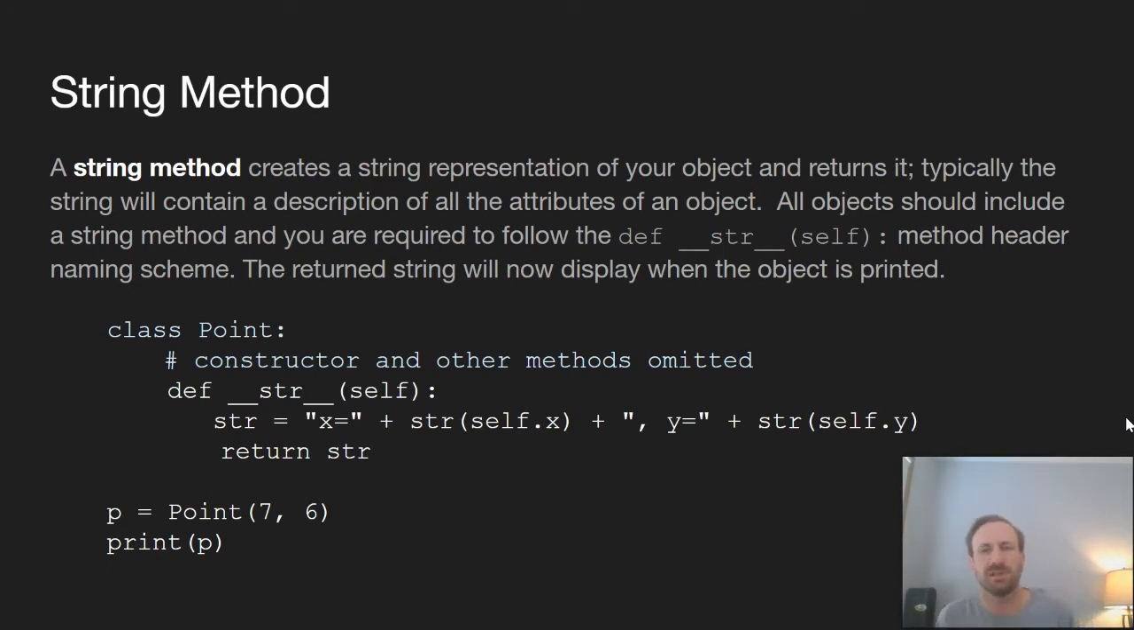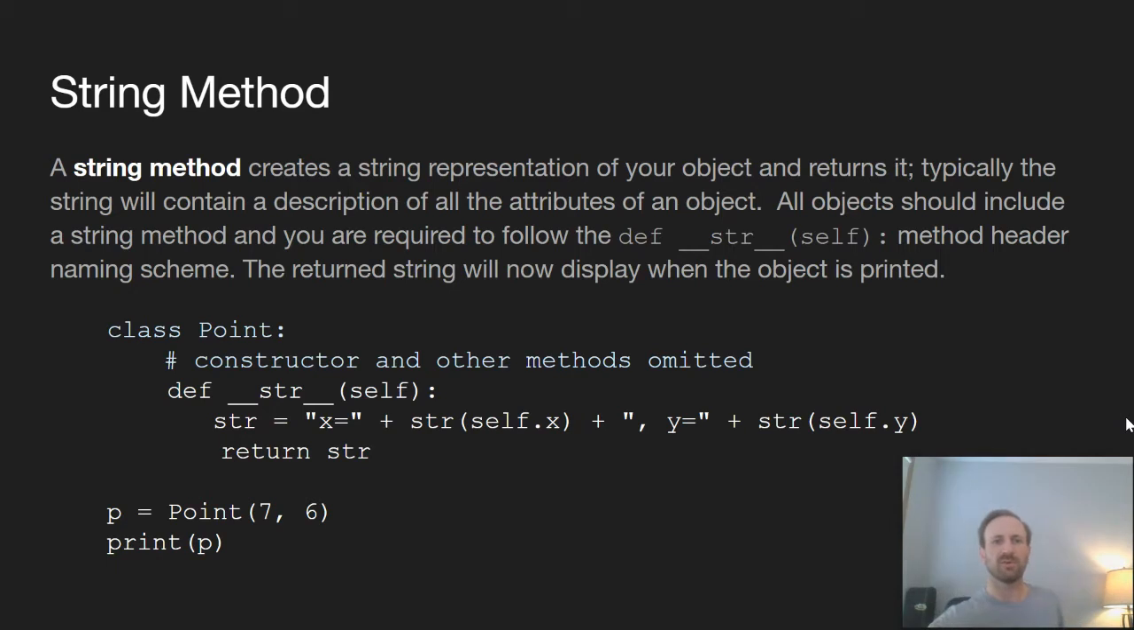So a string method is just going to be a representation of an object as a string returned. Typically it contains a description of all of an object's attributes, and it needs to include the method header defined using the double underscore str double underscore naming convention. And it also does return. So that's important too. It's going to actually return, not just print, this string that is created.